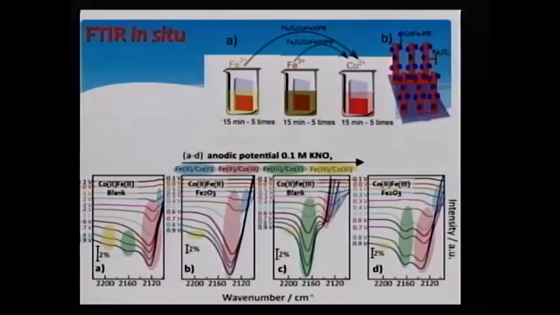So when you change the potential, what I want to show you, this is only the Prussian blue. This is the Prussian blue decorating the iron oxide with cobalt 2 and iron 2. And this is the Prussian blue with iron 3. And this is the Prussian blue decorating the iron oxide with iron 3, cobalt 2. As you can see, the responses are completely different. So the technique is sensitive to the coordination of the cyanide with the iron and the cobalt and the oxidation state, and the intensity of the bands changes with the electrochemical potential in a different way.